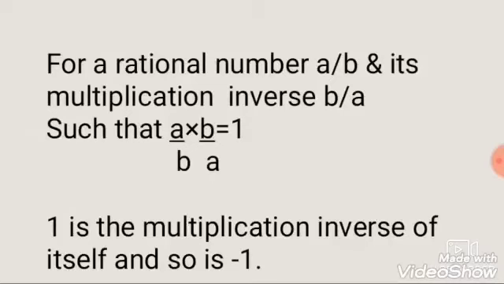For a rational number a by b and its multiplication inverse b by a, a by b into b by a is equal to 1. So from this, a number which is multiplied with its multiplication inverse is given as equal to 1. The next thing is that 1 is the multiplication inverse of itself, so minus 1's multiplication inverse is minus 1.